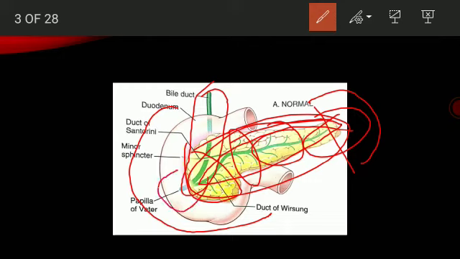They join to form the papilla of Vater. This papilla of Vater contains muscle, whose name is the sphincter of Oddi, which helps in the contraction and relaxation of this common duct.